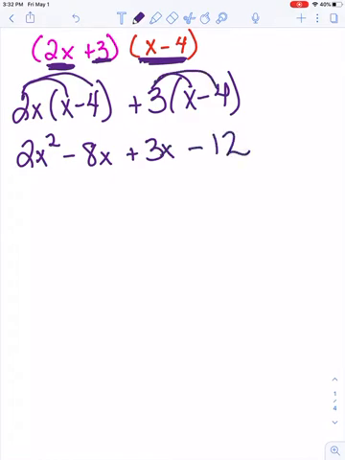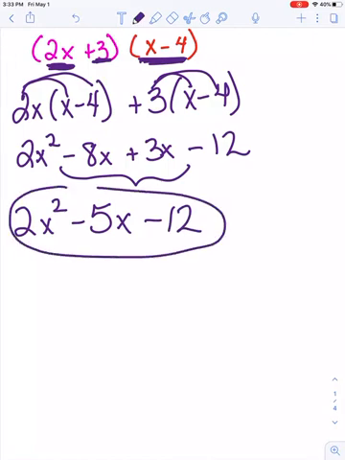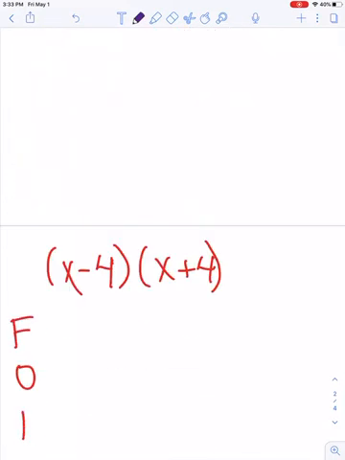So at this point, we just need to look and see, are there any like terms? There are. These both have x's, so they're like terms, and I can combine those. I cannot combine 2x squared with the 8x because the x squared and the 8x are two different terms. But negative 8x plus 3x combines to make negative 5x, and then bring down my negative 12. So when I multiplied this binomial times a binomial, I ended up with a trinomial.